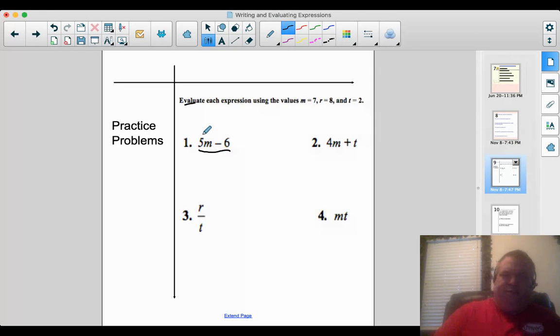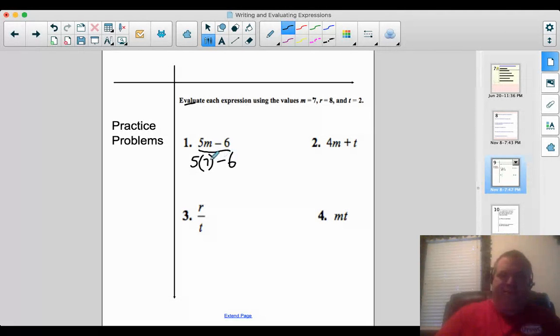Okay, so 5 times m minus 6, it says m is 7. So I'm just going to rewrite the expression, and I'm going to replace the m with the 7. Parentheses are something you've seen used for multiplication before. This is a good thing to use, especially when you're plugging in negative numbers. We're not in this case, but it's a good way to plug it in using parentheses, especially when it's being multiplied. All right, so we got 5 times 7 minus 6.